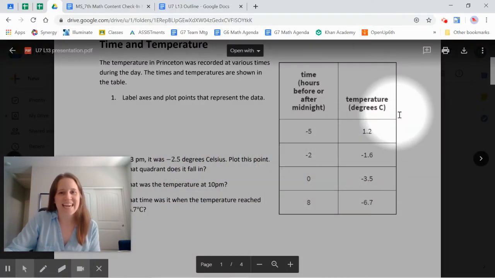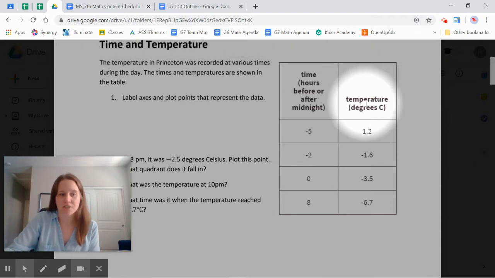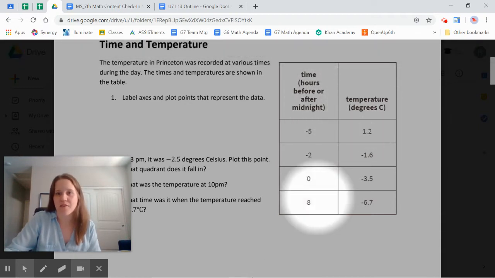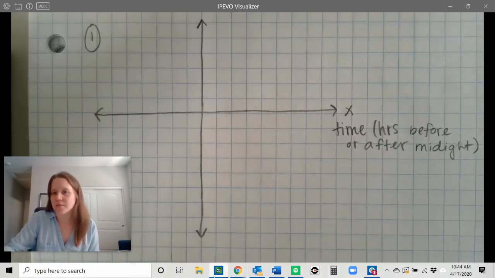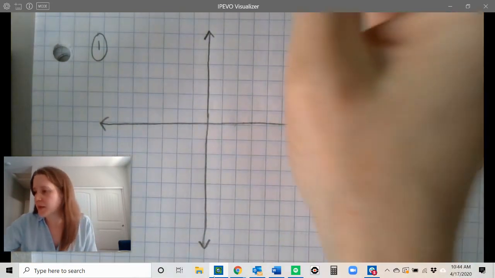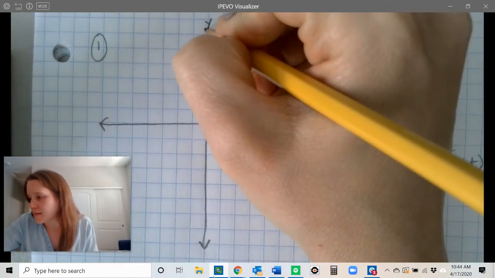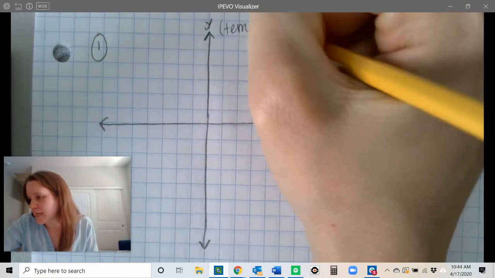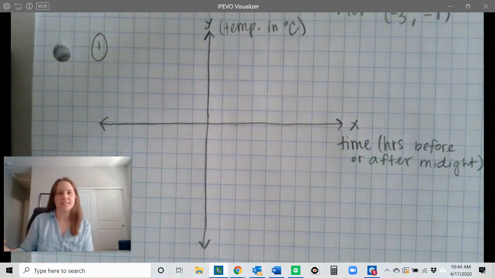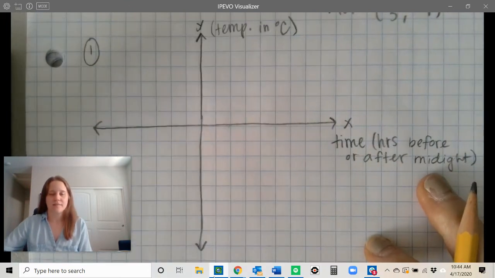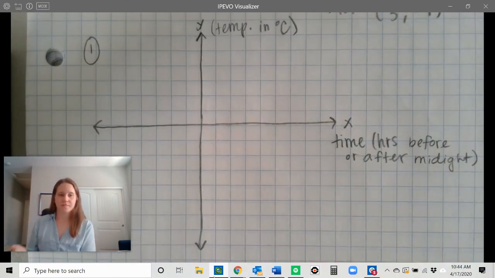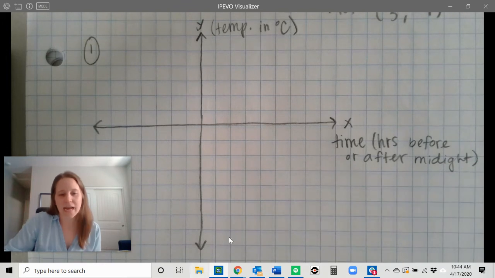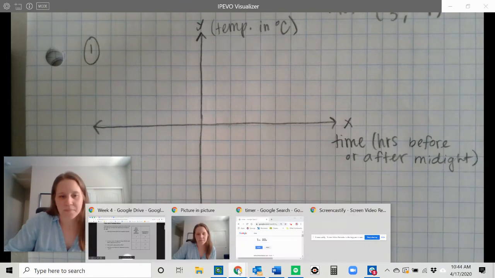And my y variable, my other variable, is the temperature. So the temperature changes based on the time, right? So my other variable is temperature in degrees Celsius. So I'm going to put y, temp in degrees, capital C means Celsius. Okay. And now I'm going to look at my data really carefully.